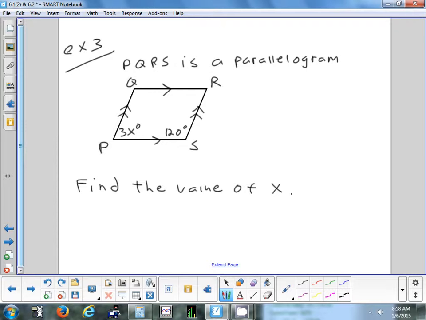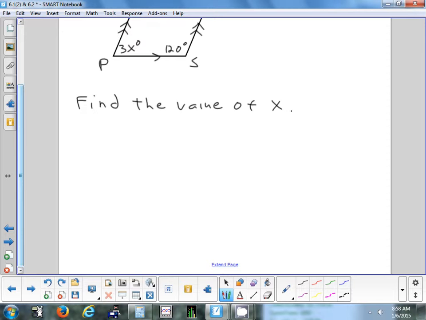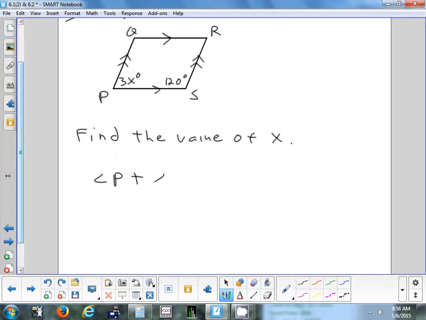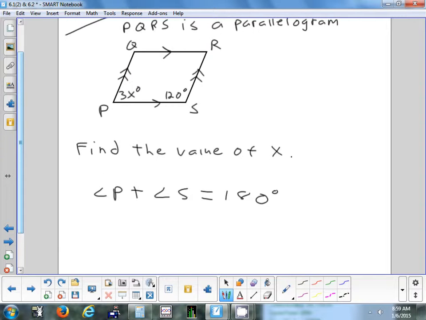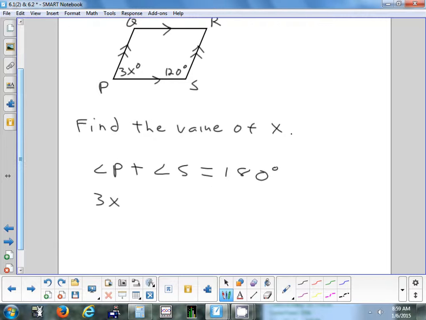Okay. Anybody just tell me, what do you know about angle P and angle S? There's a special relationship there. Yeah. They're supplementary. What does that mean? They add up to 180. Right. Angle P and angle S have to add up to 180. So if I take angle P plus angle S, they total 180.